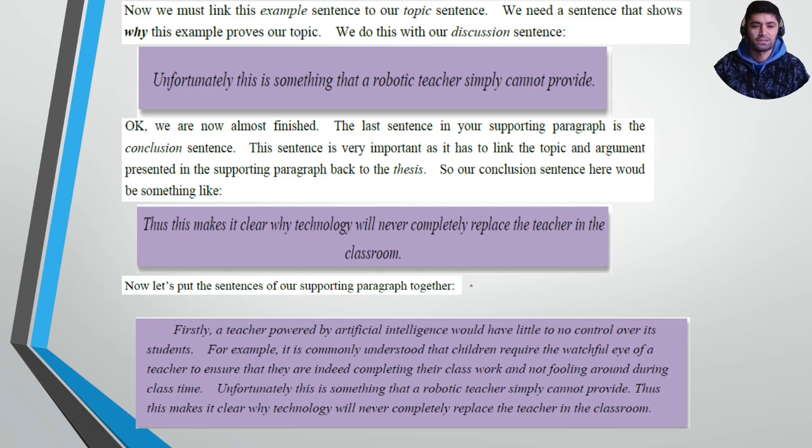Now let's put the sentences of our supporting paragraph together. So here you can see the full body paragraph. Firstly, a teacher powered by artificial intelligence will have little to no control over its students. For example, it's commonly understood that children require the watchful eye of a teacher to ensure that they are indeed completing their classwork and not fooling around during class time. Unfortunately, this is something that a robotic teacher simply cannot provide. Thus, this makes it clear why technology will never completely replace the teacher in the classroom.